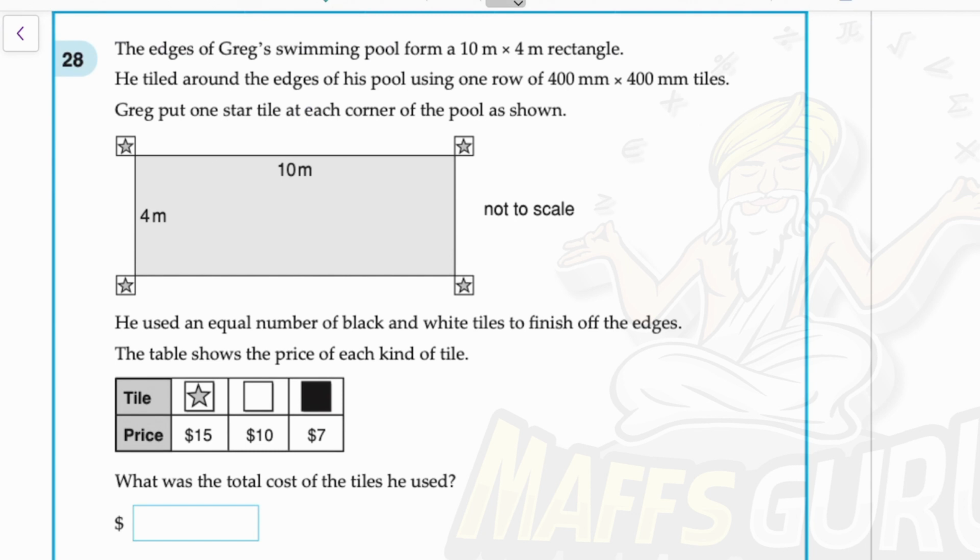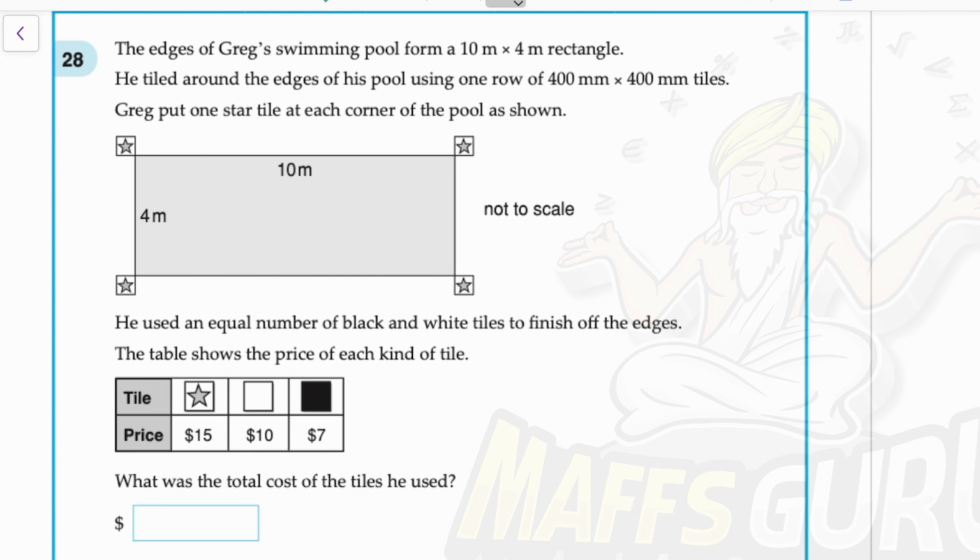The edges of Greg's swimming pool form a 10 by 4 meter rectangle. He tiled around the edge of the pool using one row of 400 mil by 400 mil tiles. He's tiled around one edge of his pool with 400 millimeters by 400 millimeters tiles. Greg puts one star tile at each corner of the pool as shown. He used an equal number of black and white tiles to finish off the edges. The table shows the price of each kind of tile. What was the total cost of the tiles he used?